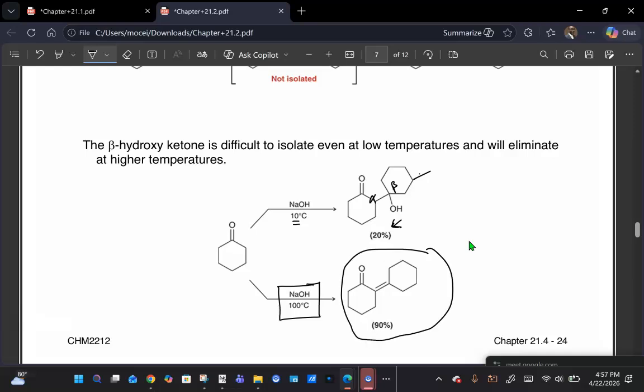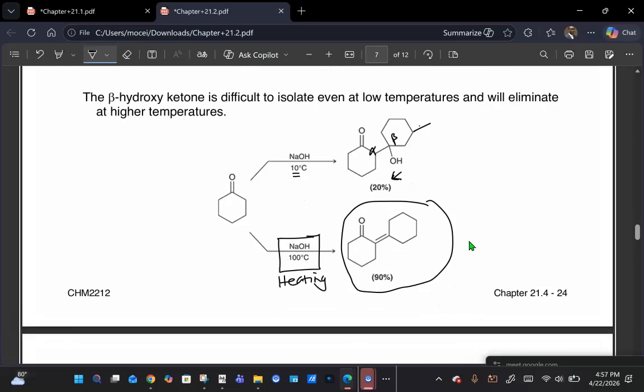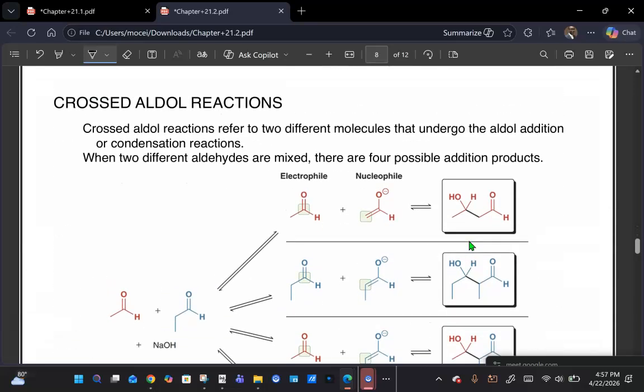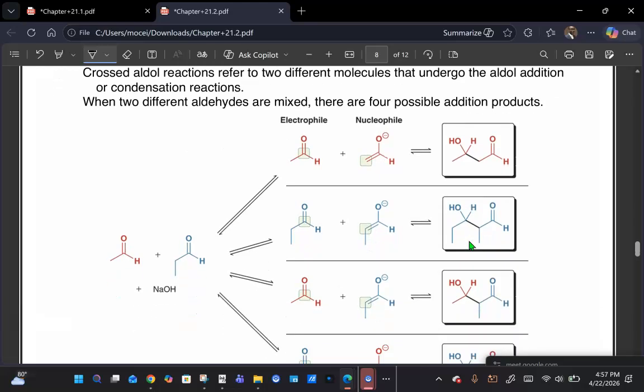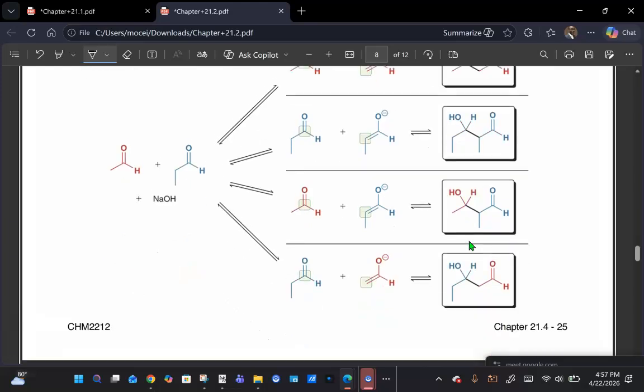All right, so I already introduced to you the crossed aldol, two different carbonyls, two different aldehydes, so you get a bunch of products. We'll talk about that next. Let's set up some things here.